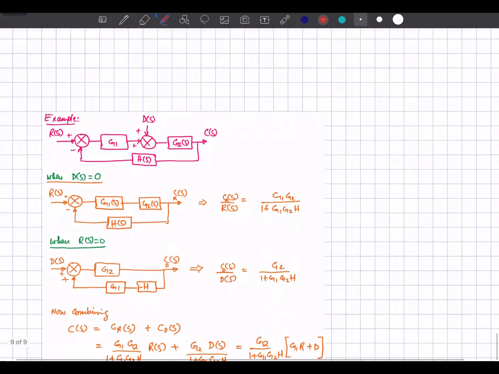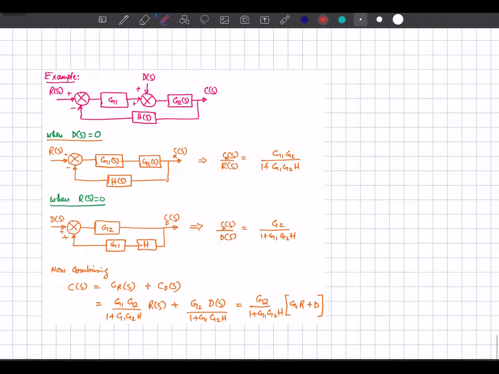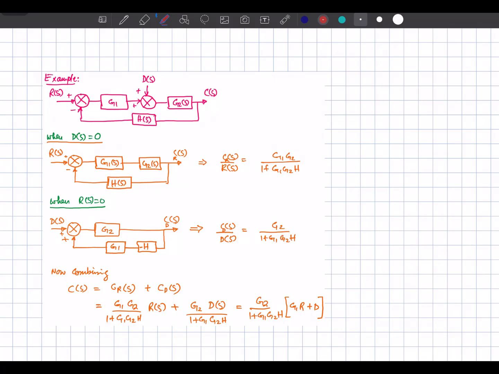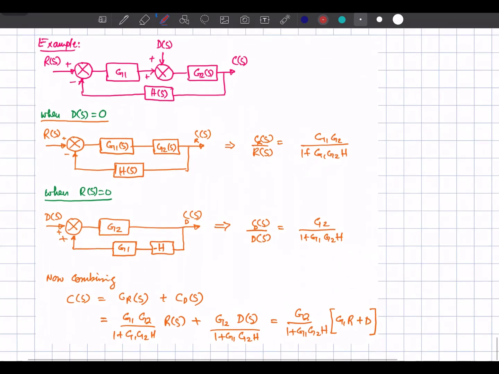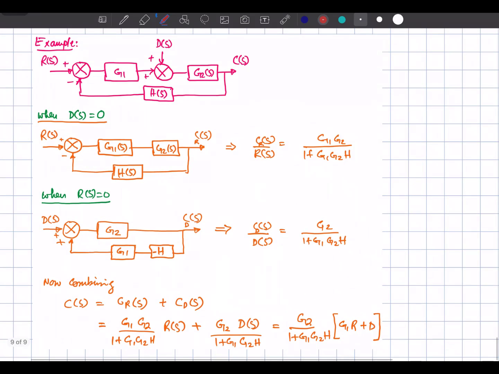Right, now let's look at the last example of this video. Here you can see an example. Again you have multiple inputs. Input 1 is R(s), and this is the disturbance D(s), and it has a feedback path. So we want to see what will be the net response of the system.